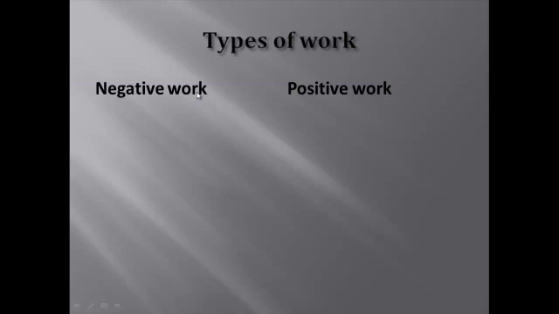And we can know negative work and positive work from the sign. How from the sign? If theta equals 180, cosine theta will be negative 1. If theta is bigger than 90 up to 180, its sign will be negative. So we can know that we have negative work.